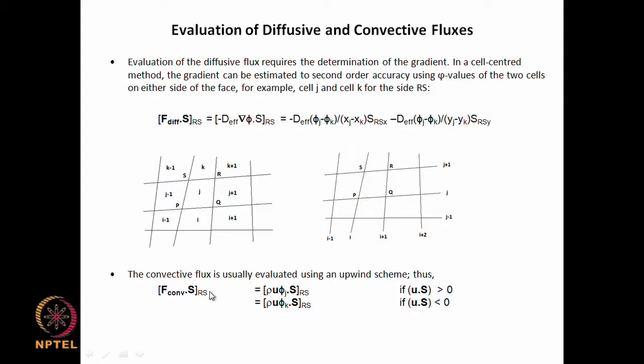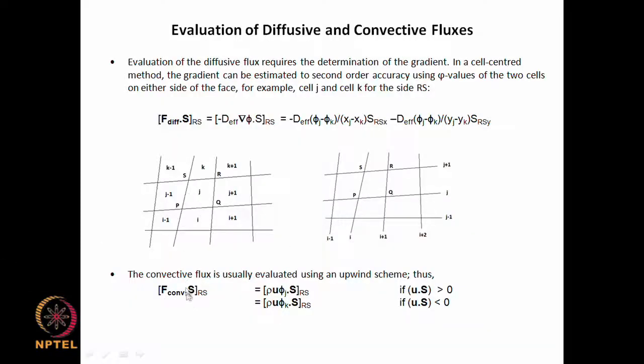Now, the convective flux is usually evaluated using an upwind scheme, so as not to have the problem of artificially numerically induced oscillations. So, the convective flux over this face RS is given as rho u phi j dot S_RS, where phi j is the cell value here if u dot S is greater than 0. So, if flow is going in this direction, which is given by u dot S being positive, then you take the convective flux, which is rho u phi, and you take the cell value of phi here.